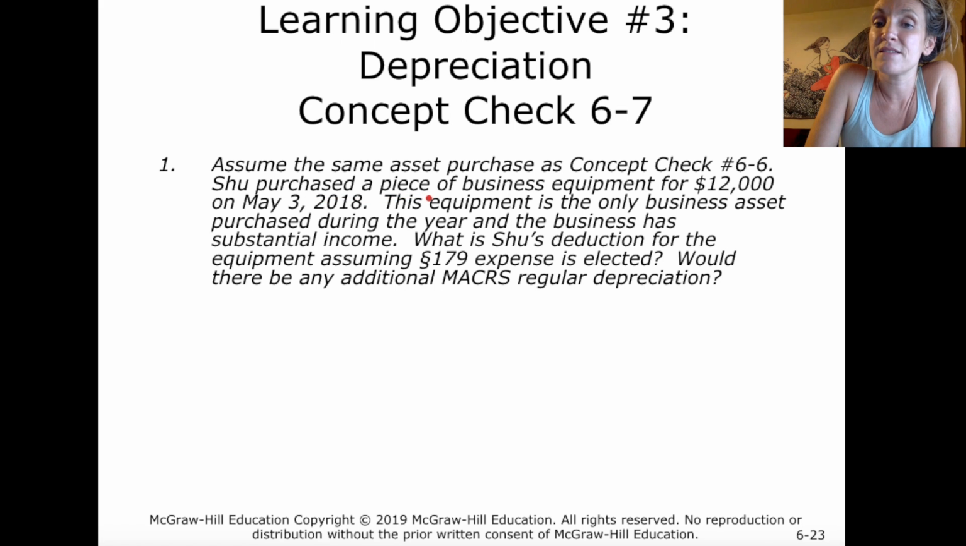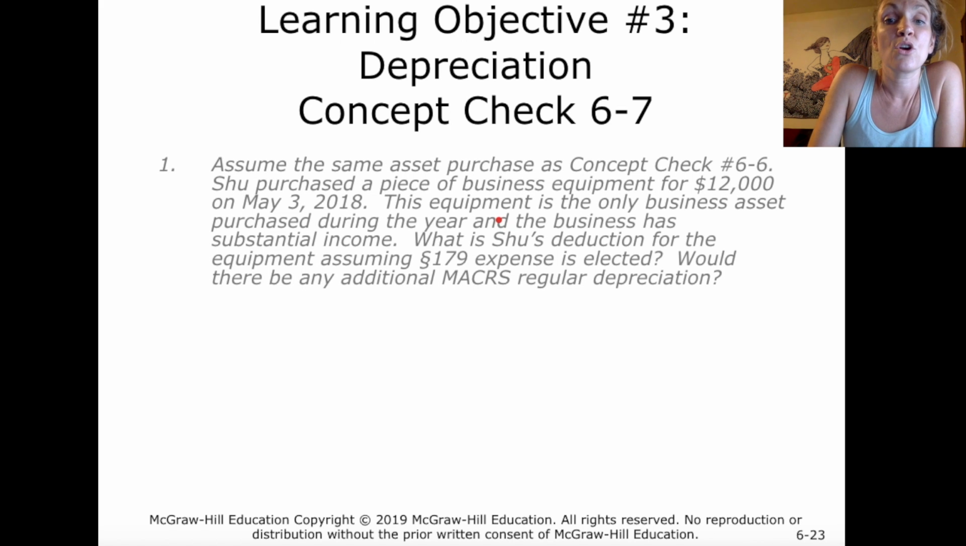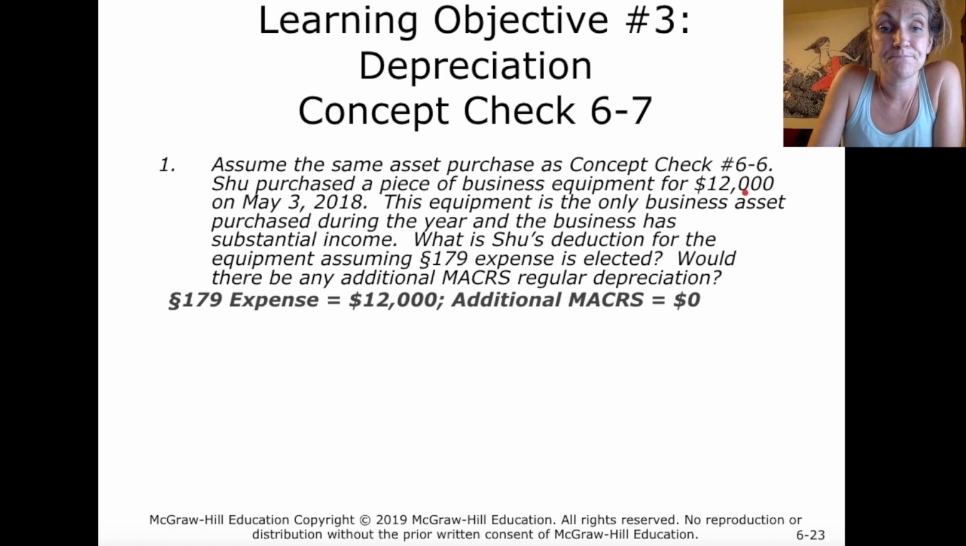All right, assume the same asset purchase as concept 6-6. Shu purchased a piece of business equipment for $12,000 on May 3rd. Only business asset purchased. Business has substantial income. What is Shu's deduction for equipment, assuming Section 179 is elected? Would there be any additional regular depreciation? Well, you get to choose, but no, she would deduct the full $12,000.